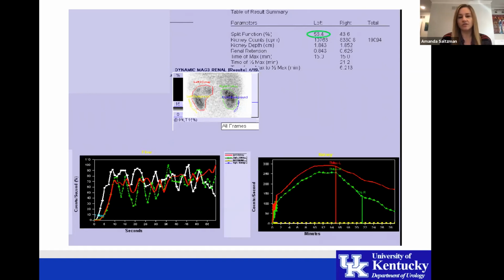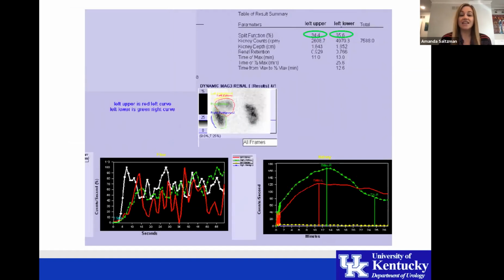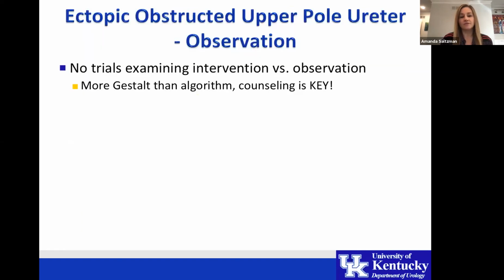Can you go a couple more? Yep, one more. So I called radiology and I said, this is a duplex kidney. I need you to differentiate the upper and the lower poles of the left. And so what you have here is the upper pole in red and the lower pole in green. You see that the green curve drains very well. The upper pole doesn't drain well at all. But if you look at the differential function, it's about 1/3, 2/3. So the function has been retained on this patient. You can go to the next one.